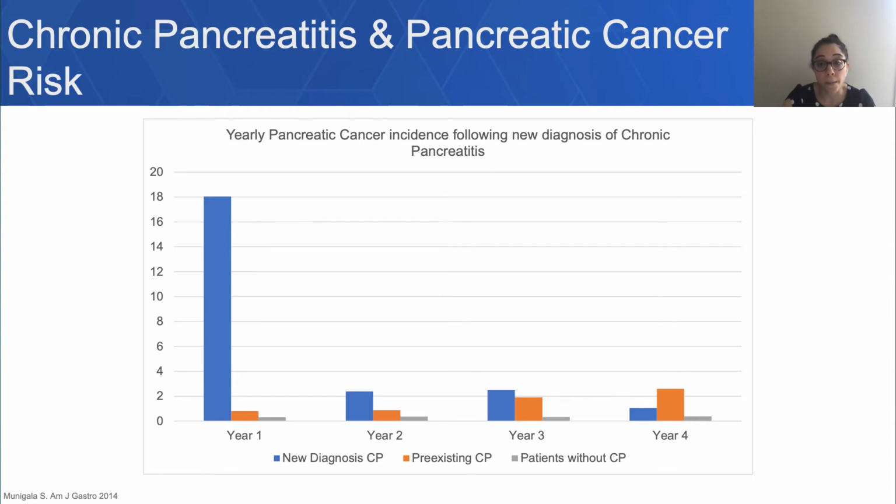While the risk rapidly declined in the second year and became similar to those patients with established chronic pancreatitis in the third year, there is a 5% risk of misdiagnosing a new pancreatic cancer as chronic pancreatitis, and it can delay the diagnosis by up to 2 months in many patients.